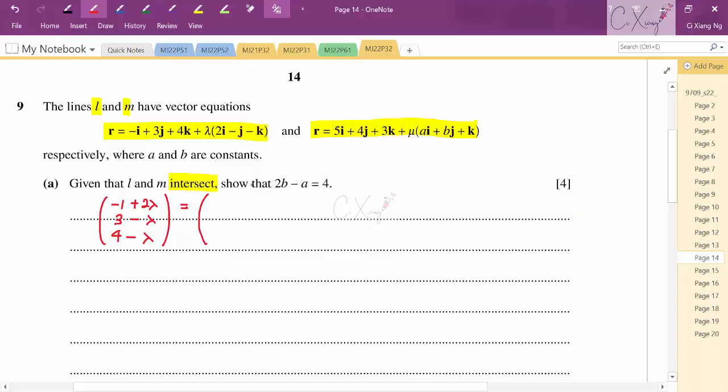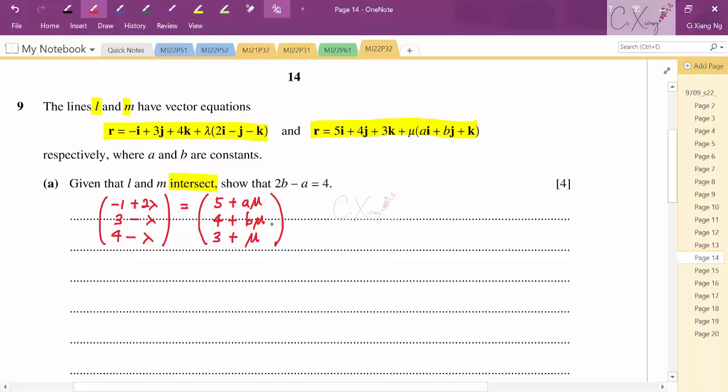So for the line M, I have 5, 4, 3, then plus a mu, plus b mu, and also plus mu. This is what I have for the vector equation L equals the vector equation M, because they intersect each other. First, I want to make the lambda and mu disappear so that I can get the equation 2b minus a equals 4.